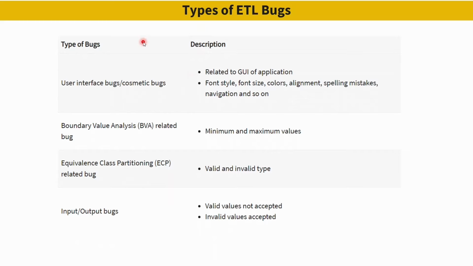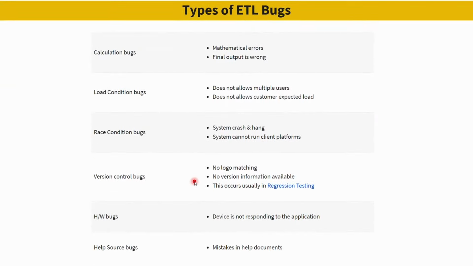The types of ETL bugs also include user interface bugs, cosmetic bugs that relate to the GUI, font size, color, and alignment; boundary value bugs; and equivalence partitioning (ECP) related valid and invalid bugs. Then we also have calculation bugs, which include mathematical errors where the final output is wrong. Load condition bugs do not allow multiple users and do not allow the loads customers expect.